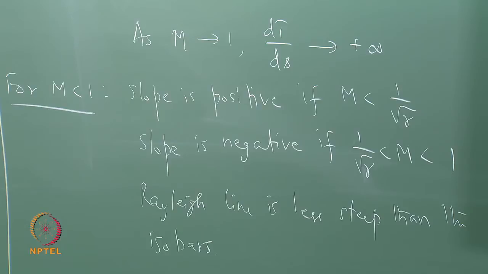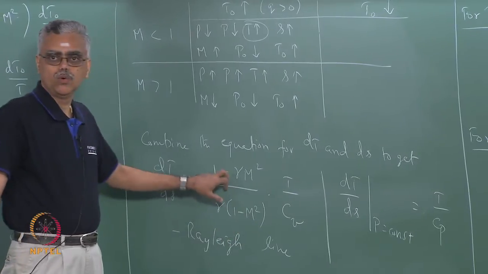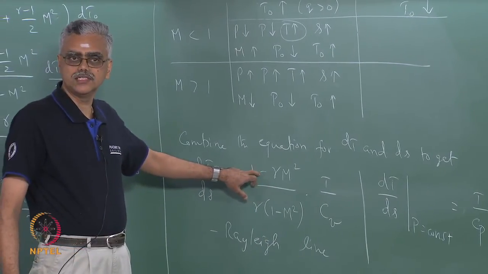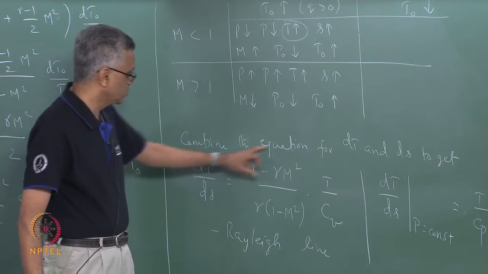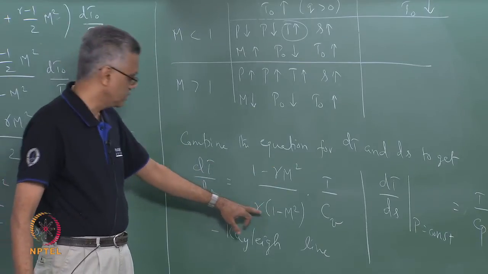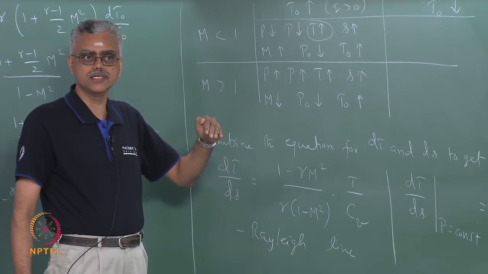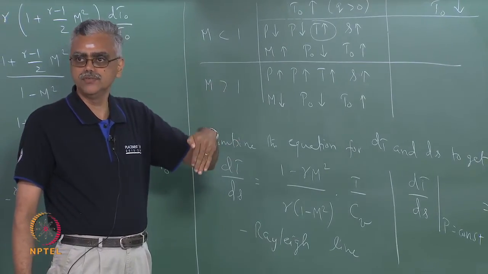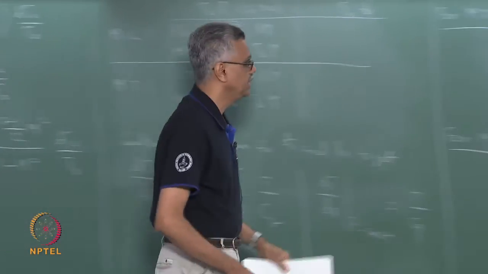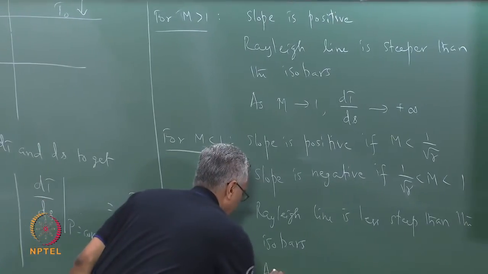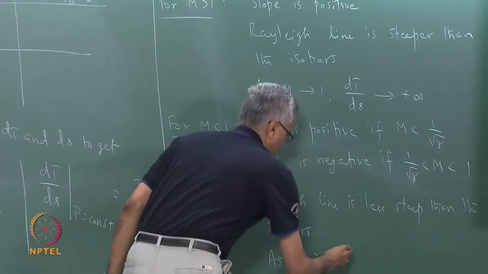And as m approaches 1, remember once m becomes larger than 1 over square root of gamma, the slope becomes negative. So as m approaches 1, the slope approaches from the negative side, so dT/ds approaches minus infinity.